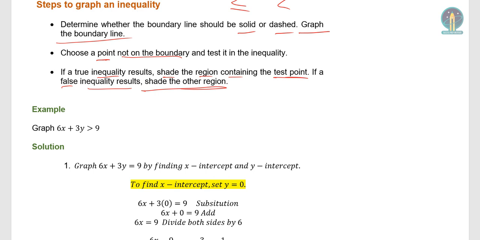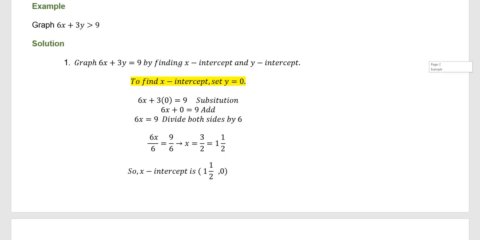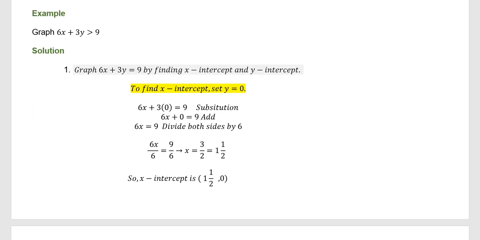Graph 6x plus 3y greater than 9. First, like I mentioned, we treat the inequality as if it were the equation of a line. So we just take 6x plus 3y equals 9. So graph this line. Right off the bat, we know that this does not have an equals component in the inequality symbol, so the line is going to be dashed.